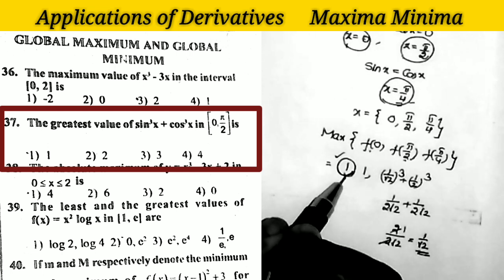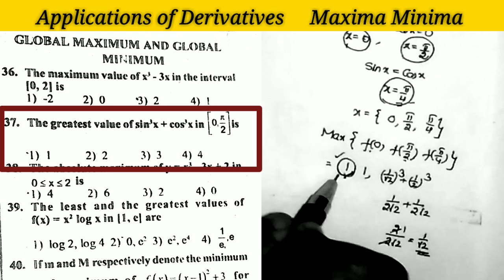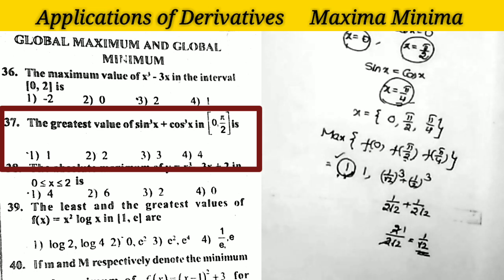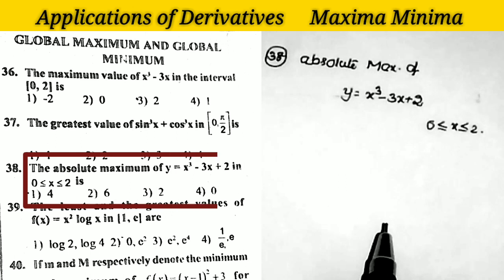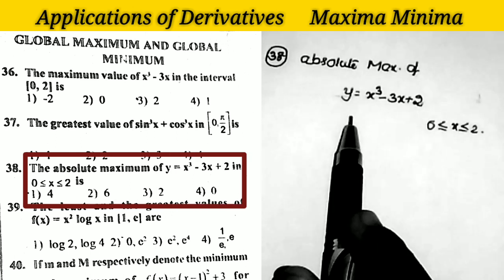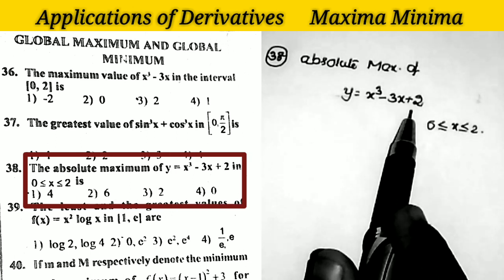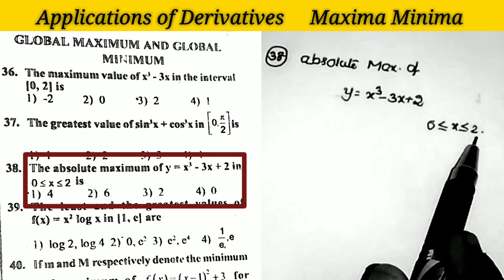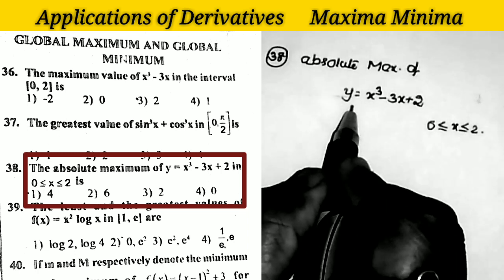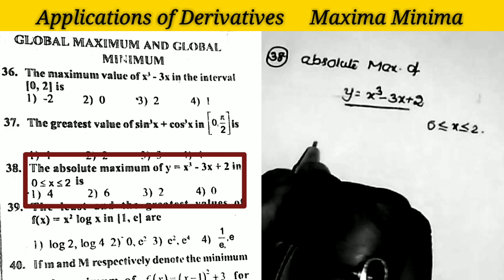Okay, the value is greater than 1 by root 2. That is the maximum value, so the option is 1. Next question: the absolute maximum value of f(x) = x cube minus 3x plus 2, where 0 ≤ x ≤ 2. Okay, absolute maximum value, the same procedure.